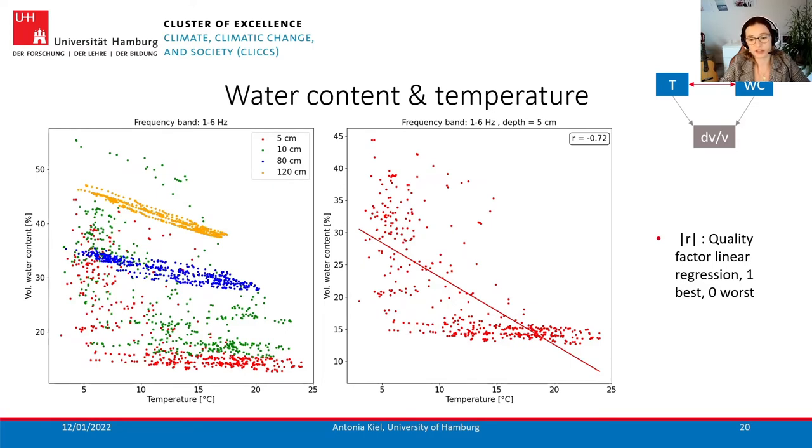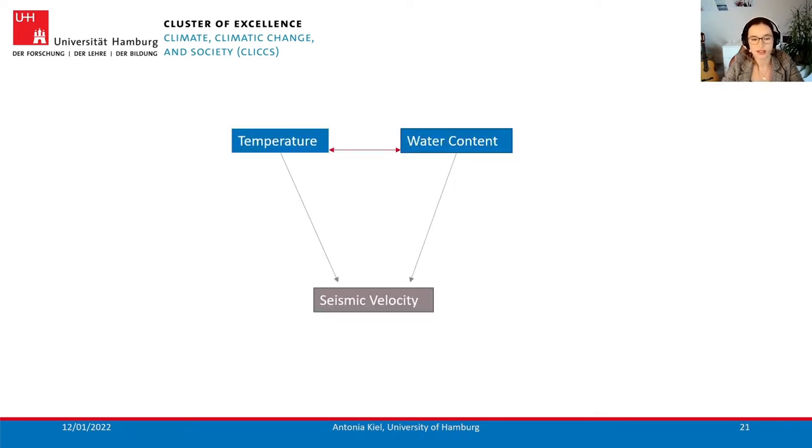So here's the first question: if these relations are further investigated, and if there are some relations known of between the temperature and the volumetric water content in the soil, and preferably something else than a linear relationship, because it seems that the linear relationship is not the best fit to quantify the relation between temperature and volumetric water content. So I now briefly talked about the relation between temperature and water content, and next up we're going to talk about the relation between temperature and seismic velocity.